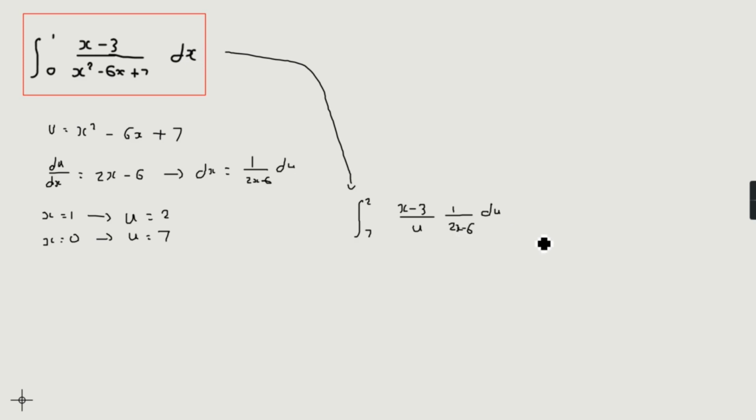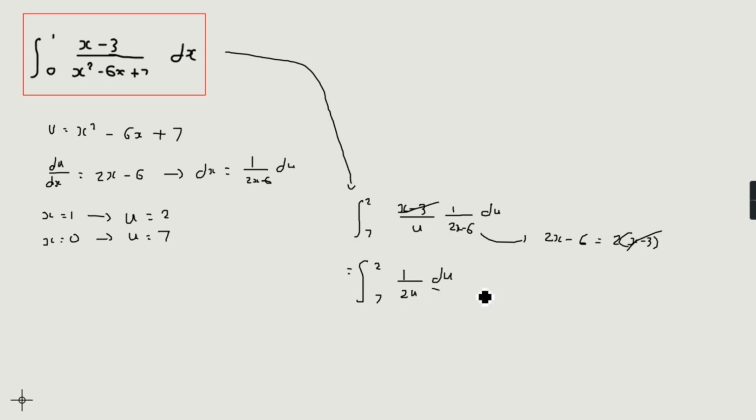So remember, at this stage, you want to try and simplify. Well, I can notice here that 2x take 6 is the same as, if I factorize the 2 out, 2 times x take 3. And of course, x take 3 cancels out with x take 3. So we're just left with 1/2 here. I'll rewrite that. So we've got the integral from 2 to 7 of 1 over 2u du.